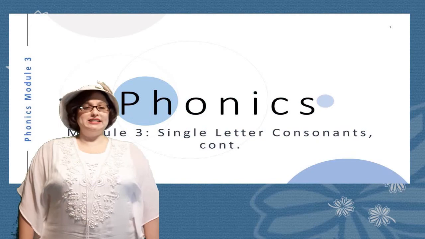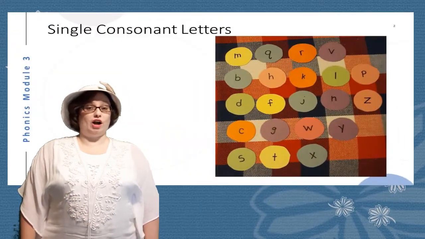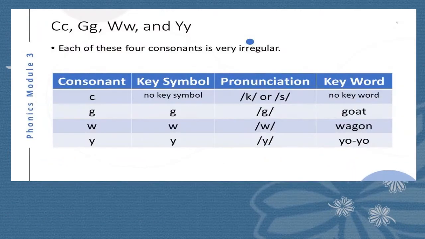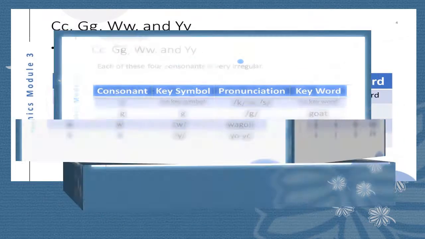Welcome! We will be continuing the lesson on single letter consonants. Now we have the consonants C, G, W, and Y. Each of the four consonants C, G, W, and Y is very irregular. However, each has a pattern of consistency within its inconsistencies.